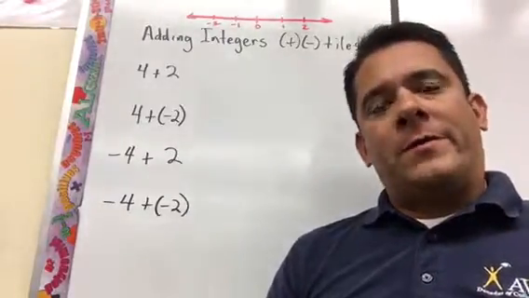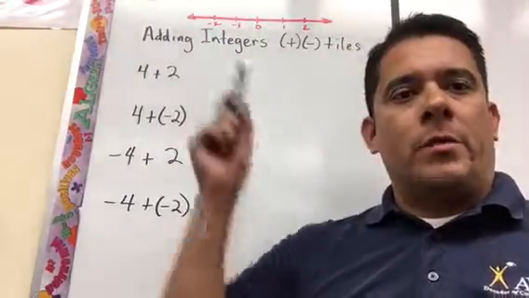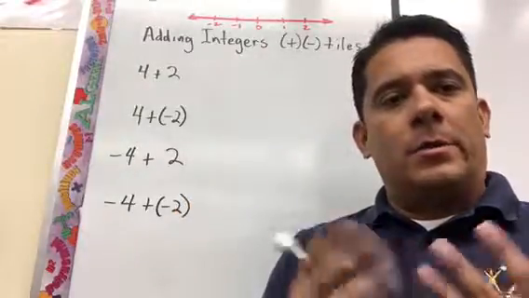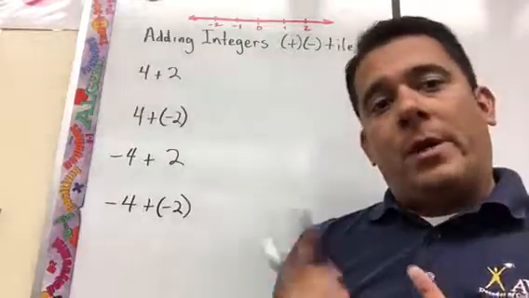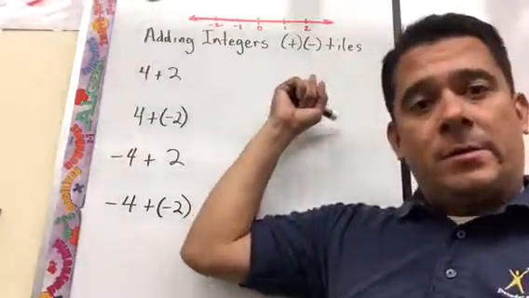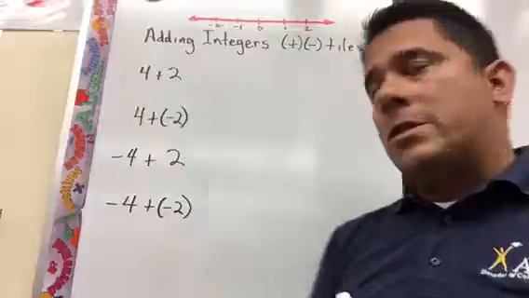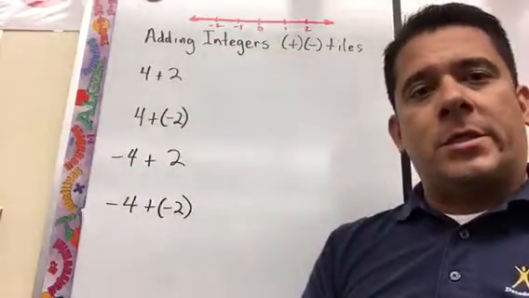Hi, the focus of this video is adding integers with plus and minus tiles. Now, those are just going to be pluses and minuses that represent a positive unit or a negative unit of 1. So we're going to start with this first one, 4 plus 2.